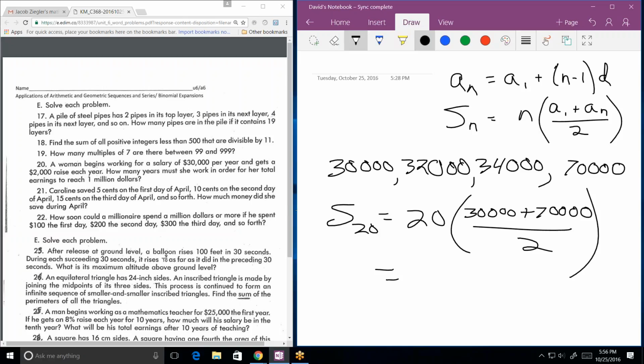That looks awfully close. 30,000 plus 70,000 is 100,000, divided by 2 is 50,000, times 20 is 1 million. Wow, what a good guess I made. So there are 20 years, exactly. Hold on a minute, let's see. I might be off by one. That's the first year. That's the second year. So the second year, if I multiply 2,000 by 20 and add it to 30,000, that's got to be the 21st term.